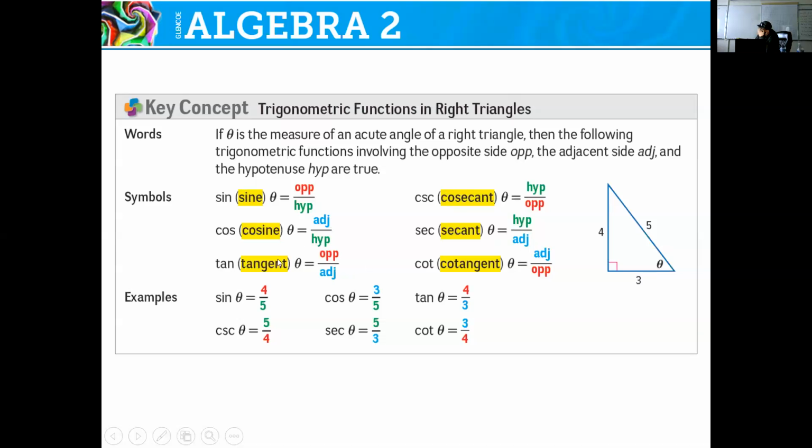Then you have tangent. Tangent is opposite over adjacent. The reciprocal of tangent is cotangent, which is adjacent over opposite. So in this case, our tangent of theta would be 4/3, the opposite side over the adjacent side, and the cotangent would be the adjacent side over the opposite side.